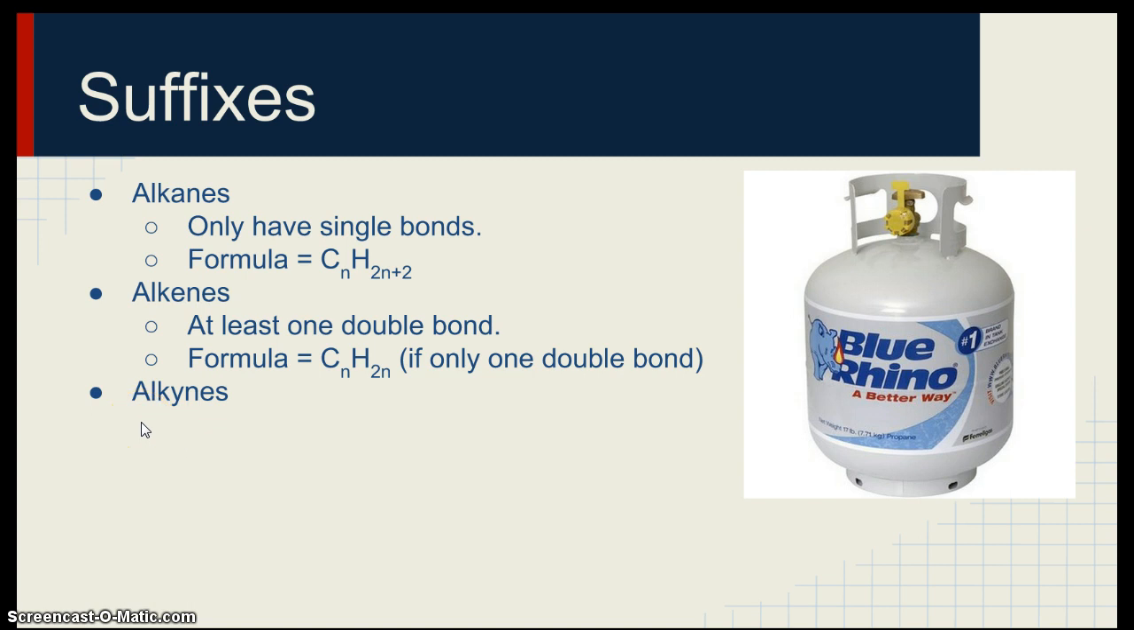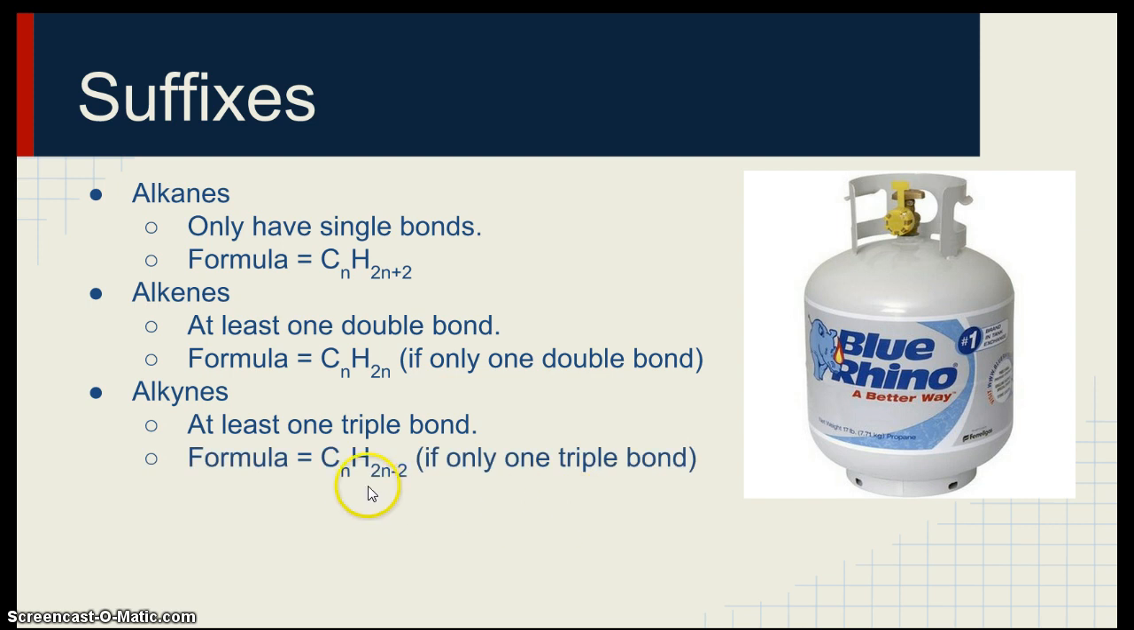Alkynes. These are going to have at least one triple bond, and they will take the yne ending. The formula, a certain number of carbons, that's what the N stands for. Number of hydrogens will be 2 times that minus 2, if there's only one triple bond, and for our purposes, there will only ever be one triple bond. You don't need to memorize these things. You can always draw it out, remember. But if you can remember these nice simple rules, that will make it easier.